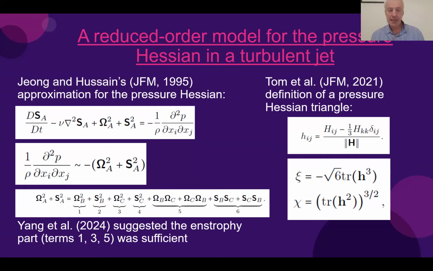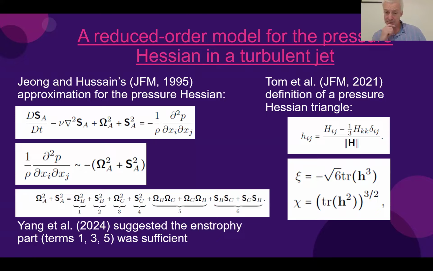Of course, if we make that approximation and we do our expansion, we actually get 6 terms. And recently in a JFM paper, Yang and Pumir have suggested that the entropy term, which for us is terms 1, 3, and 5, is sufficient. But note, in principle, therefore, we could actually do better, because we could use fewer terms than implicitly the 3 terms that Yang and Pumir used.